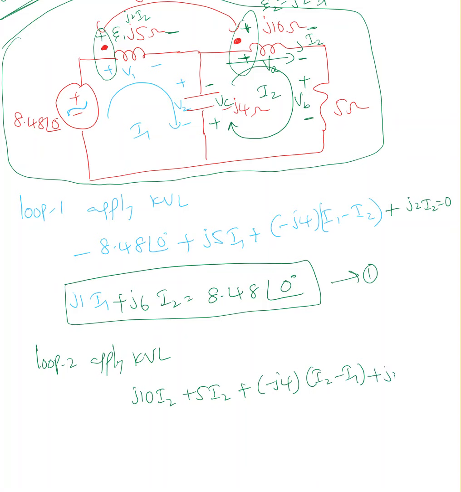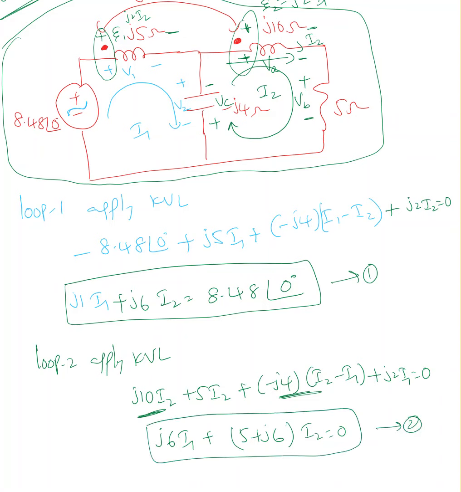So you must add that J2 I1 equal to 0. So this value is J6 I1 plus 5 plus J6 I2 equal to 0. I mean J10 I2 minus J4 I2 will become plus J6 I2. Okay, this is my second equation. So I have two equations, two unknowns. Find those. Now if you follow your textbook, it does it a little bit differently.